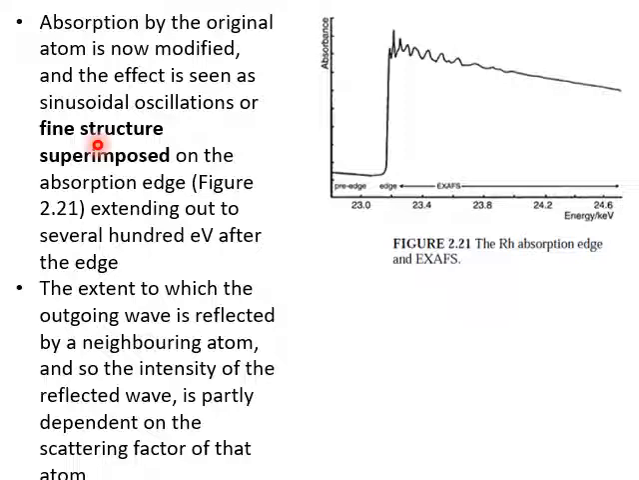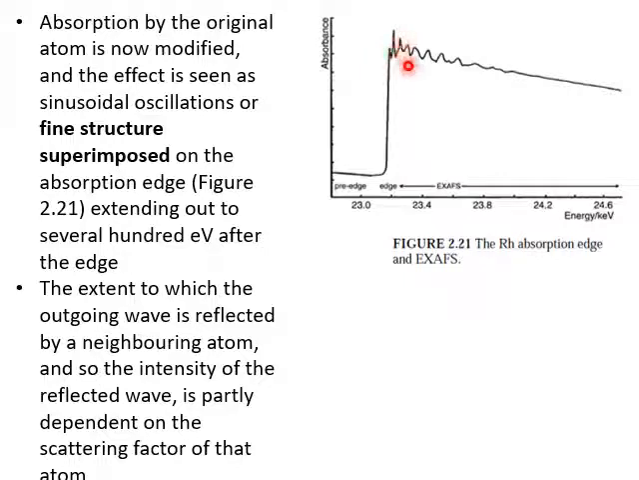So due to this constructive and destructive interference, this type of wave will be formed. Absorption by the original atom is now modified in the form of these peaks, and the effect is seen as sinusoidal oscillation of fine structure. This type of fine structure oscillation is obtained due to constructive and destructive interference superimposed on the absorption edge. This is the sharp peak, the highest peak. This is the absorption peak.